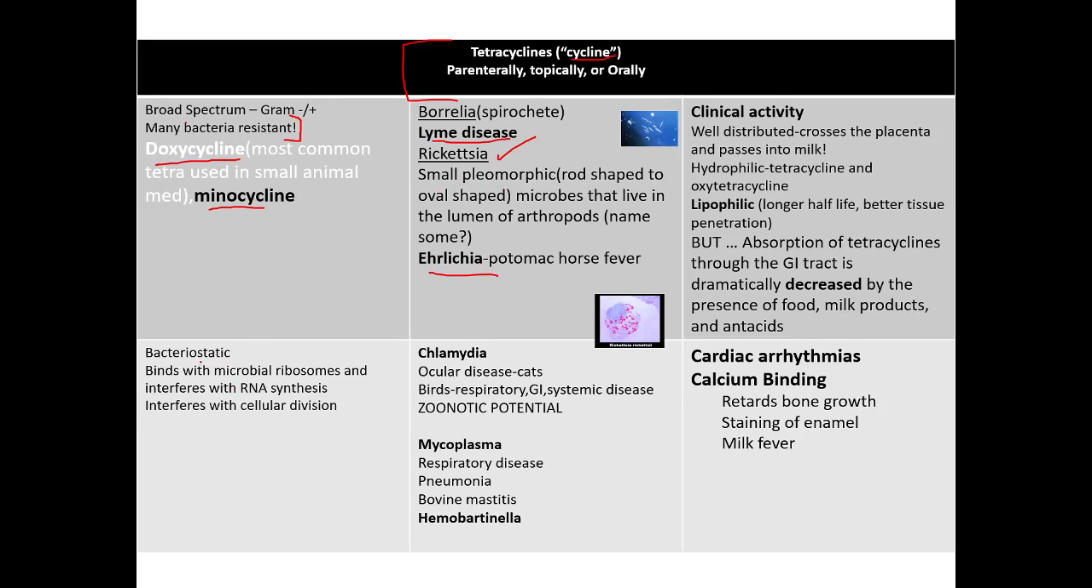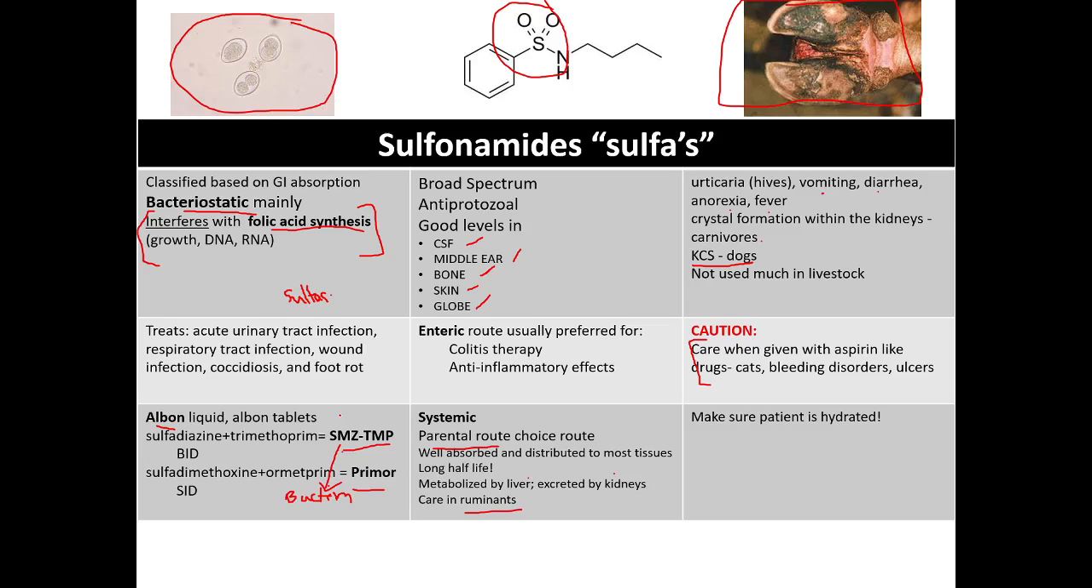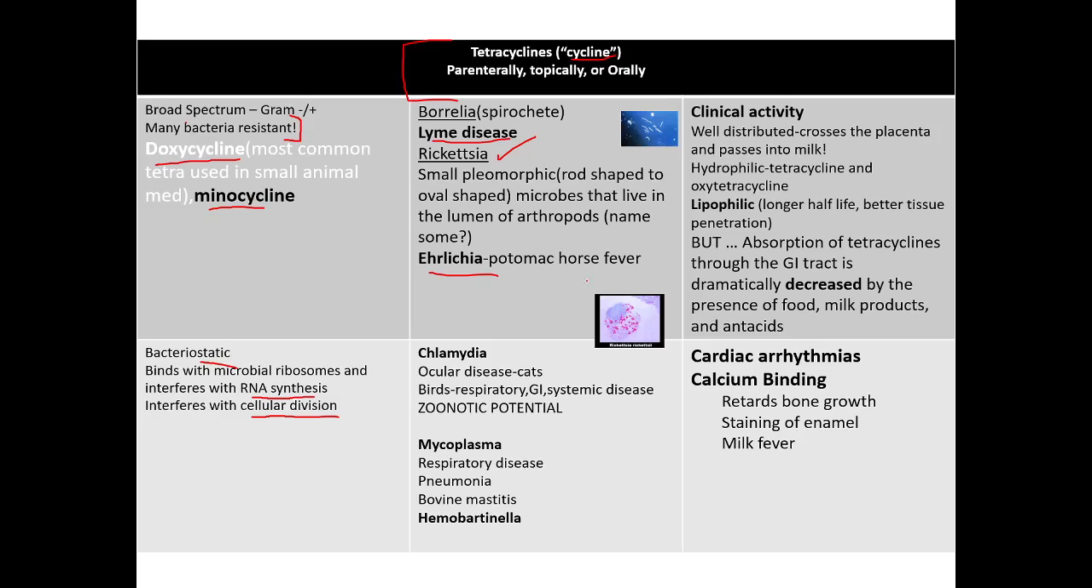So it's bacteriostatic. It binds with microbial ribosomes. It interferes with RNA synthesis, so it interferes with cellular division. So if you look at the static drugs, they are interfering with DNA and RNA. Okay. It can be used with chlamydia, ocular disease. Very often see that used with cats, and it can be anti-inflammatory, especially that tetracycline or terramycin. With birds that get chlamydia, often we see respiratory disease, GI, and systemic disease. Remember that chlamydia does have a zoonotic potential.